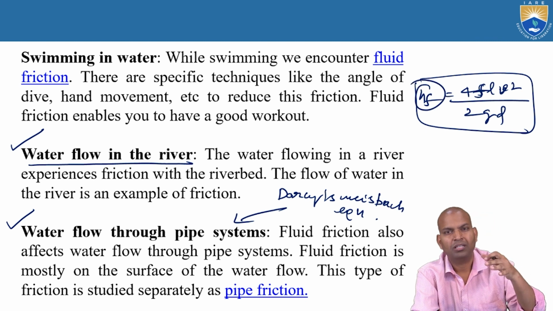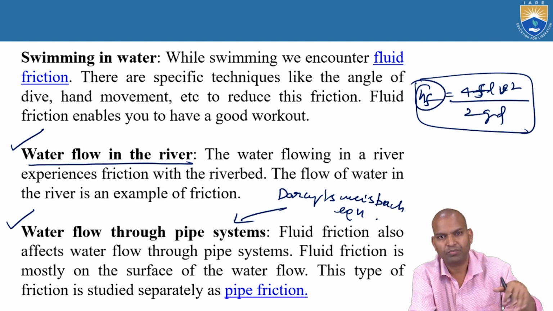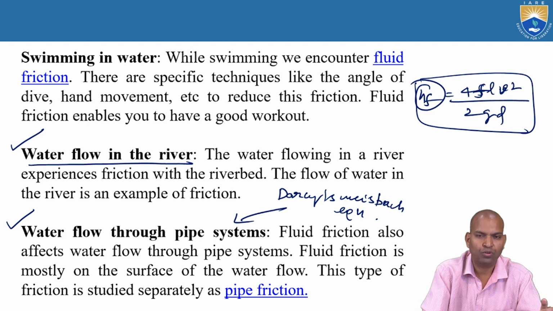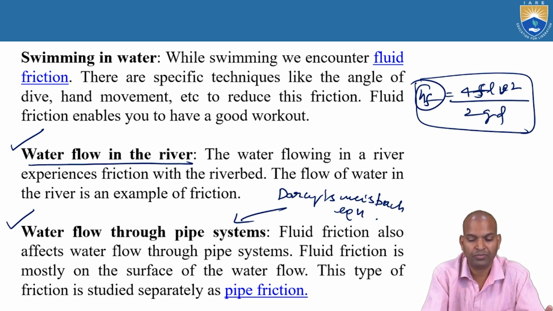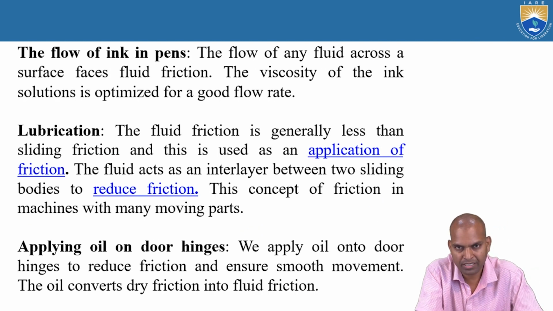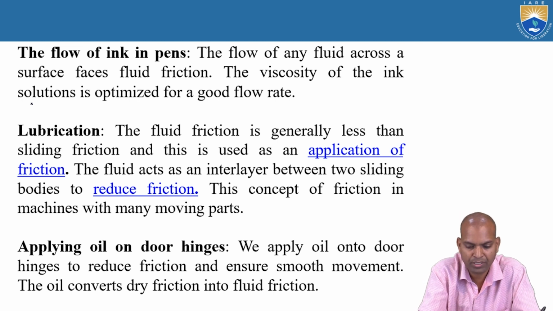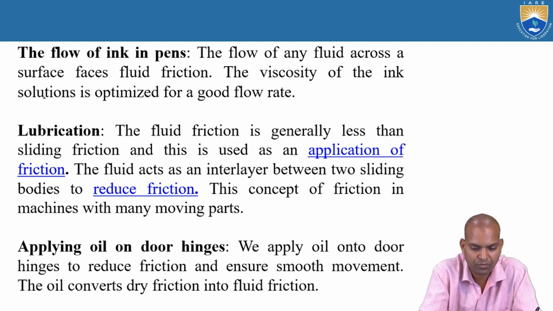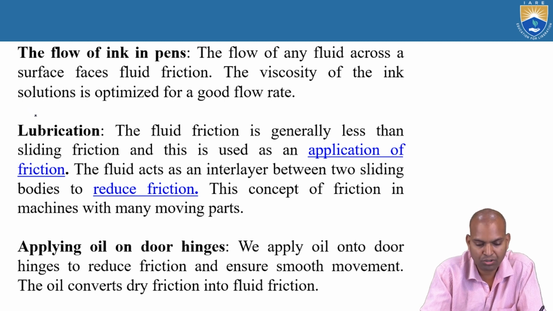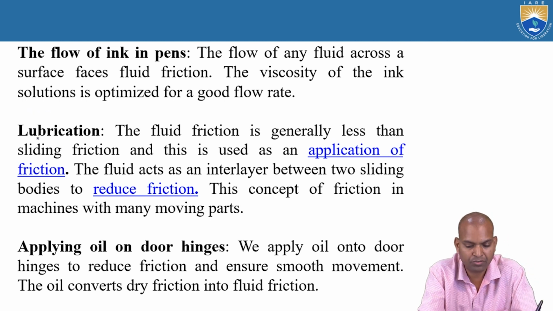What is the head loss? Suppose the water doesn't reach the same height, the level of the flow drops, because of the friction. You may think that friction helps us to flow more. No, friction reduces the flow of the water. Now, the flow of ink in pens is due to friction. Any fluid flowing across surfaces faces fluid friction. So the viscosity of the ink solution is optimized for a good flow rate.